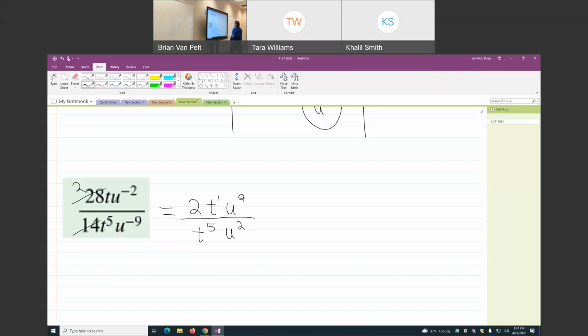And then when you apply your quotient rule, you can do u to the 9 minus 2, those are the u's, and in the denominator, you can go t to the 5th minus 1. See how I use the quotient rule? And like I said, there's more than one way to do it. I opted to avoid negative exponents altogether. So we end up with 2u to the 7th over t to the 4th.